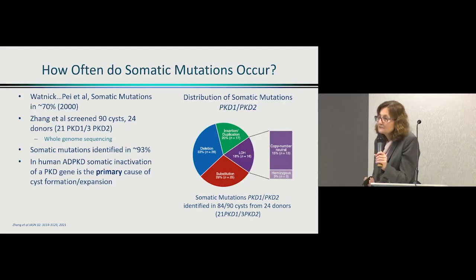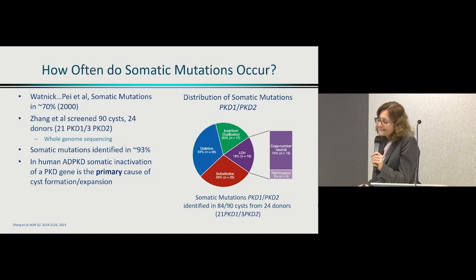And this is a study from the group at the Rogerson. They actually screened 90 cysts from 24 different donors. 21 of them had PKD1, the remaining 3 had PKD2, and they used whole genome sequencing and were able to identify unique somatic mutations in 93% of the cysts. So that's quite high. So I think we can conclude from this, and this is just showing some of their primary data on the right, showing that all of these mutations are indeed unique.